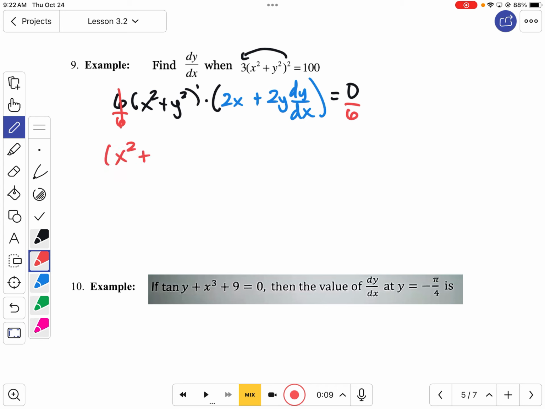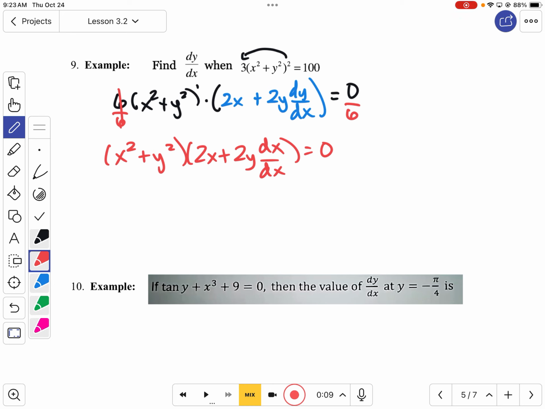So, I have (x squared plus y squared) times (2x plus 2y dy/dx) equals 0. Why would I not want to divide by x squared plus y squared? Yeah, because it would just make everything go to 0, which is not what's going to happen here.